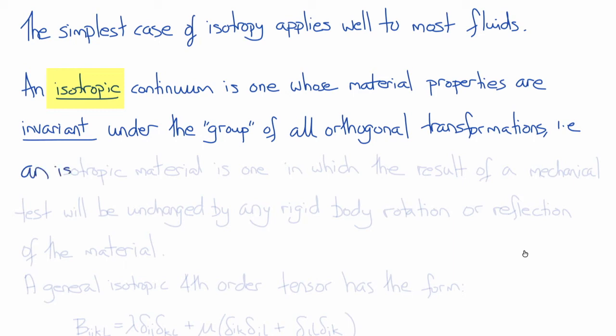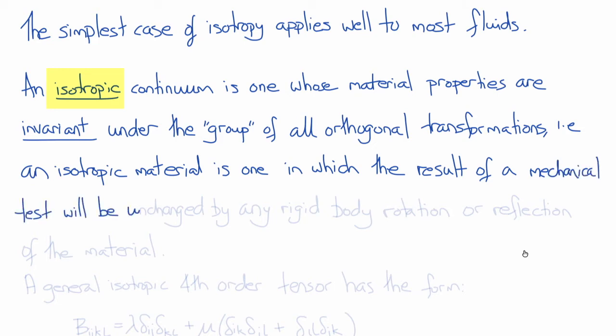In other words, an isotropic material is one in which the result of a specific mechanical test would be unchanged by any rigid body rotation or reflection of the material. Put more simply, the properties don't depend on which direction you test the material under. It's easy to think of solid materials where this could be the case. Think of a piece of wood, where along its grain a property would be different than against its grain.